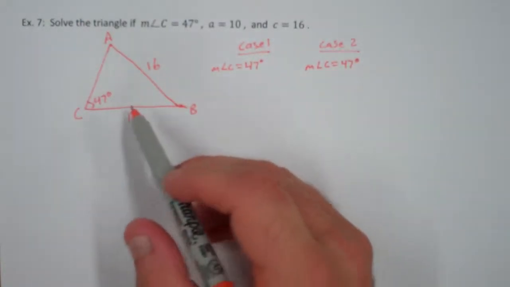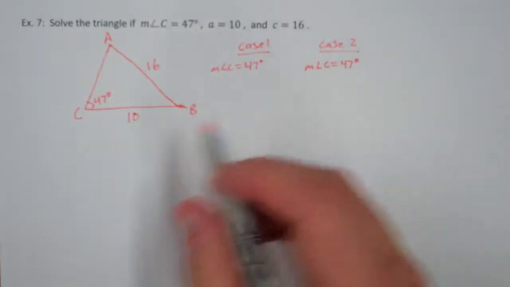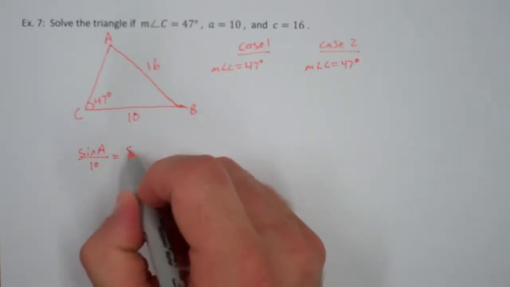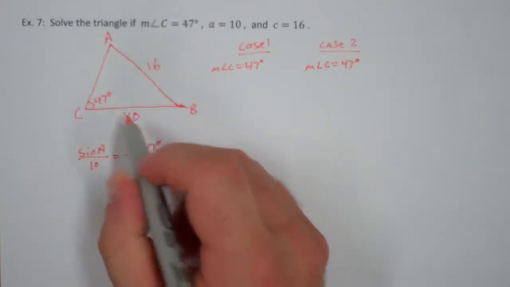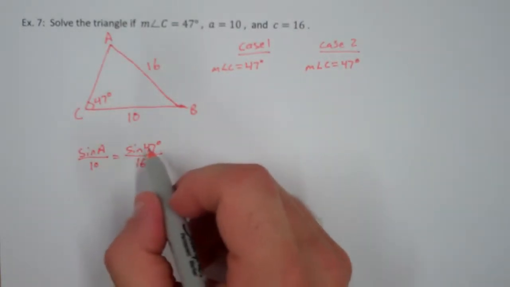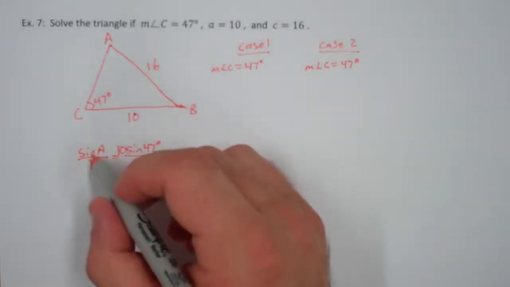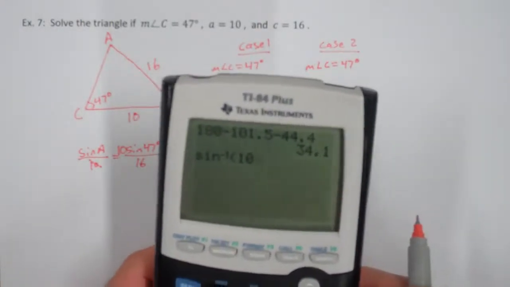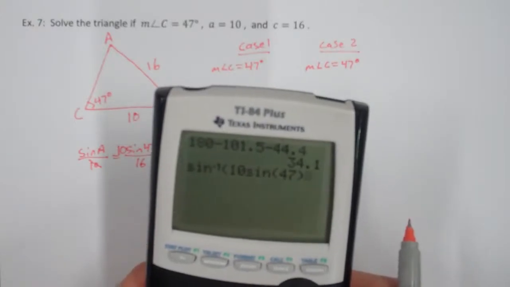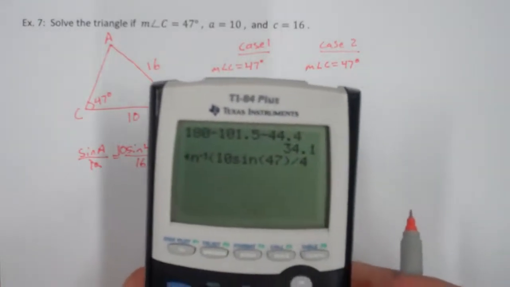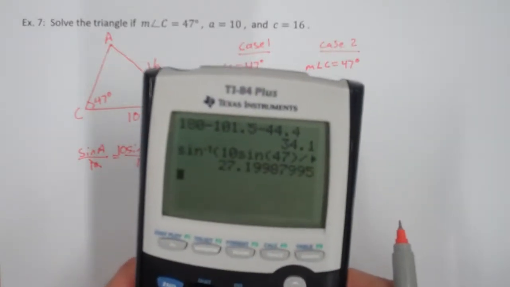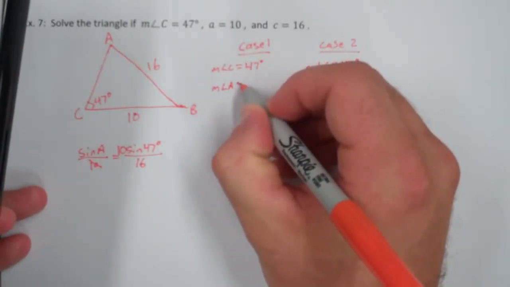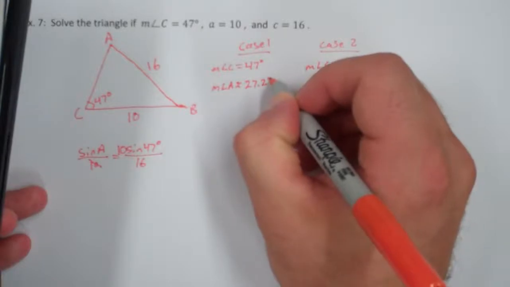Let's see what happens when we use the law of sines to figure out angle A. So we've got the sine of A over its opposite side is equal to the sine of angle C, which is 47, over its opposite side. Multiply by 10 on each side. And then we're going to need to do the inverse sine here. So this will be the inverse sine of 10 sine 47, and then divide by 16. Alright, let's see what we get. 27.2. So we think the measure of angle A for this one is about 27.2 degrees.